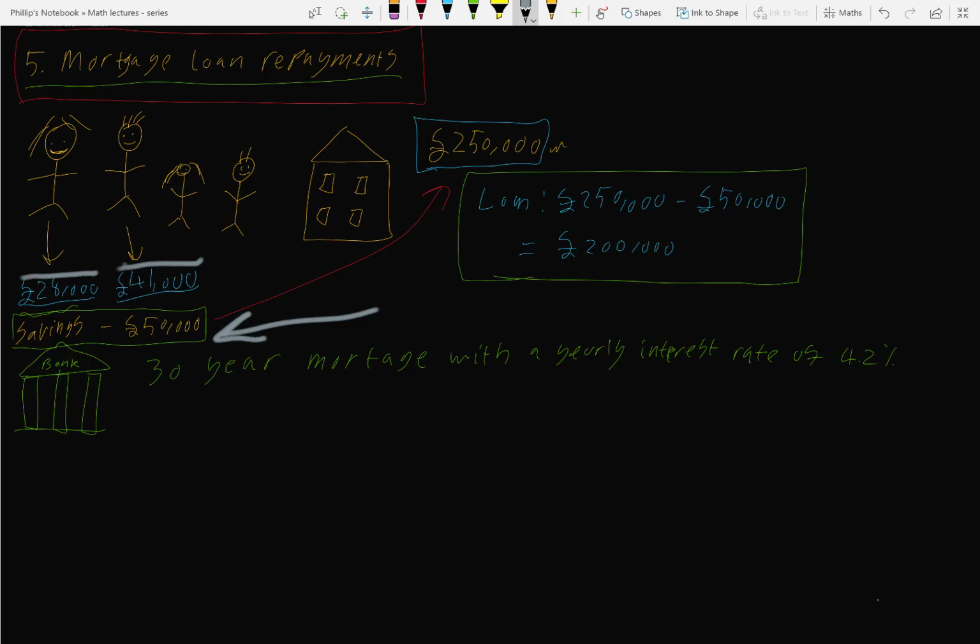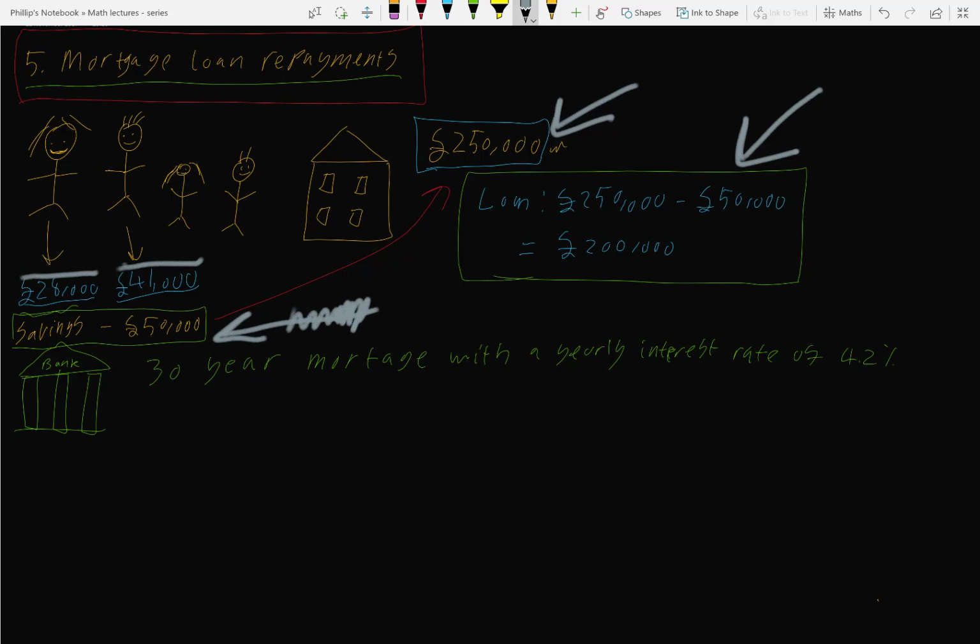Now let's say they want to purchase a property valued at £250,000 in order to raise their children. Since they only have £50,000 in savings, they're going to need a loan of £200,000, because you take the cost of the property, £250,000, and take off what they can put towards it, £50,000, so they need another £200,000. So they're going to go to the bank, and the bank will agree to a loan.